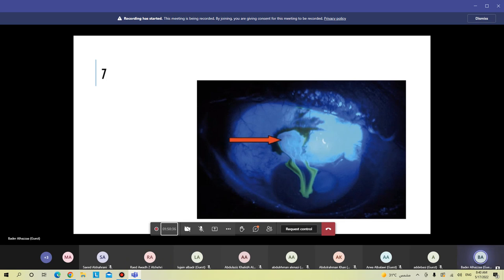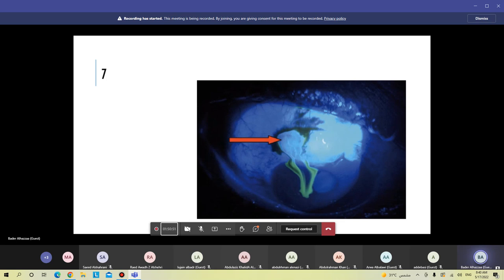Also for the choroid, do you know any indication? If you have mild choroidal detachment, you can wait for it. But if you have severe choroidal detachment, with kissing choroidals, you need to go for surgery directly.